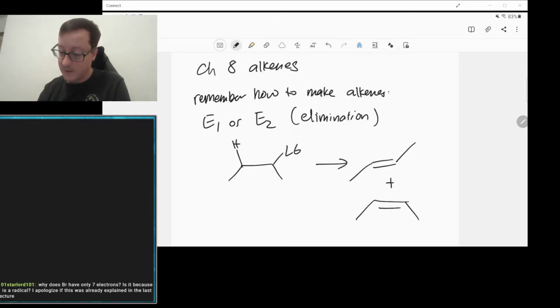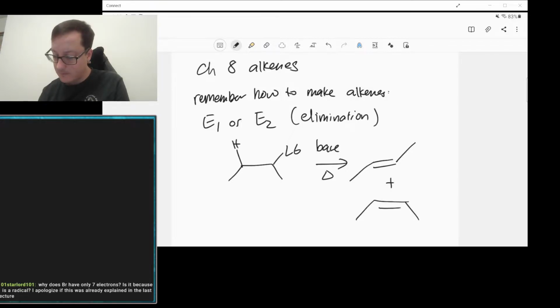But elimination is one, right? So we would typically use a base and some heat. We would choose the mechanism depending on our base and the solvent, right? If you have an aprotic solvent, you're more likely to do E2. If you have a protic solvent, you're probably going to go through an E1 mechanism. So we want to keep those in mind. All right, so that's one way to make an alkene.